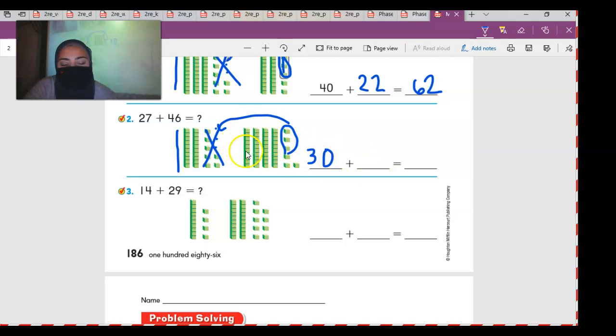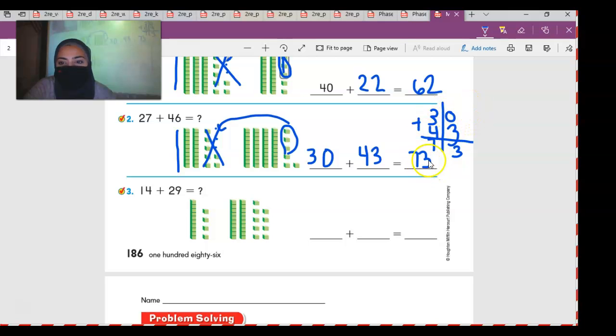And then plus what? What do I have left here? I have 1, 2, 3, 4 10s. And how many ones, Dominique? 3. Now that's easy. 30 plus 43. What's 0 plus 3? What's 4 plus 3? 7. 73.